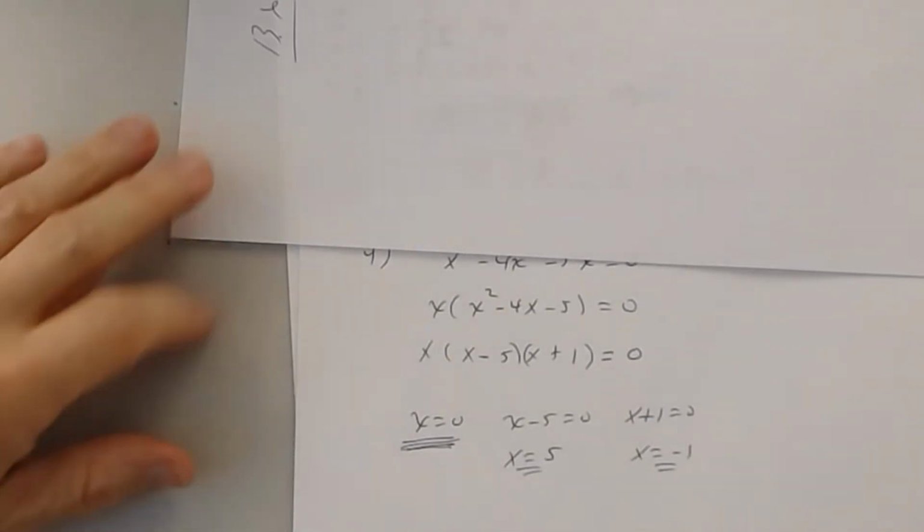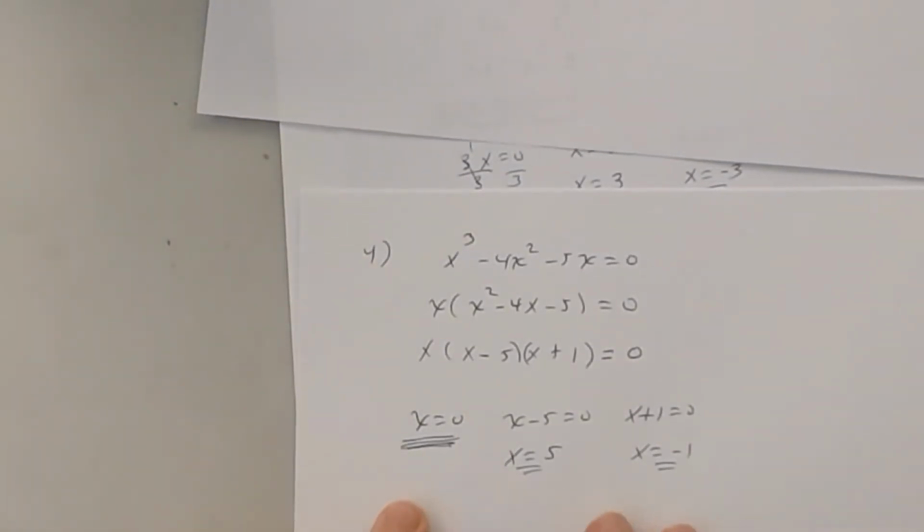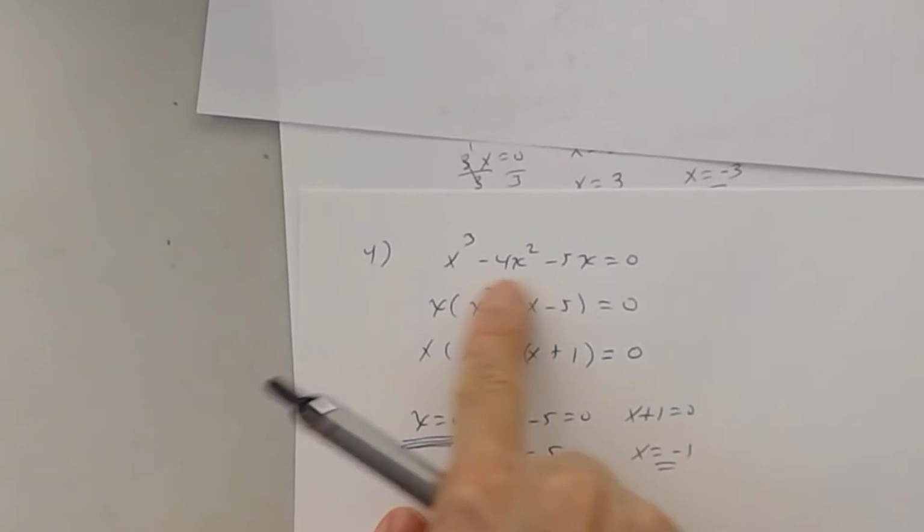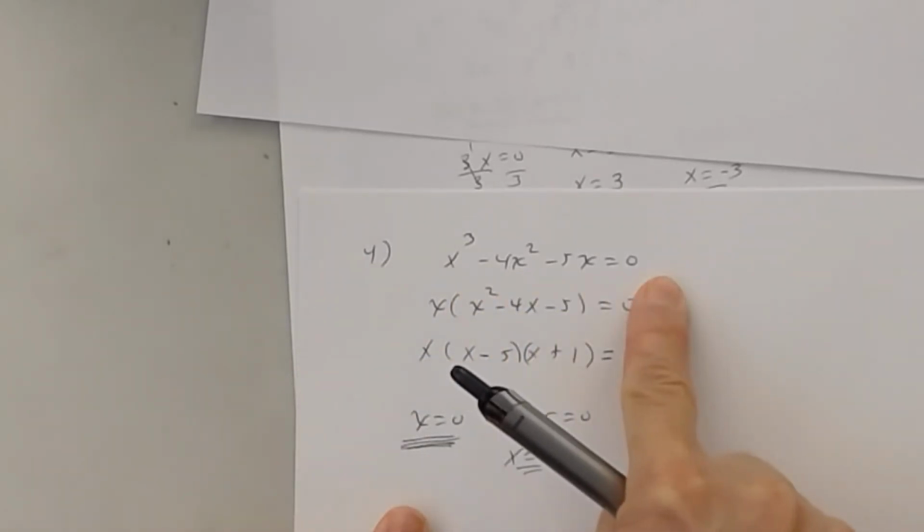And you solve each of those equations. So first of all, x is already by itself, so one of my solutions is what? 0. What's the other solution? 5. And what's the other solution? Negative 1. Okay? All right, so those three numbers will make the left-hand side equal to 0.